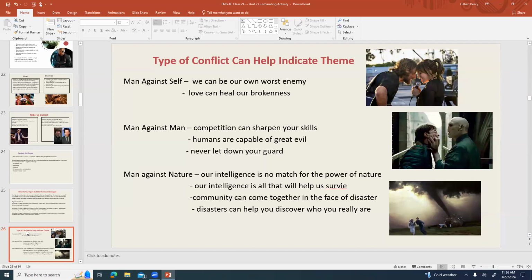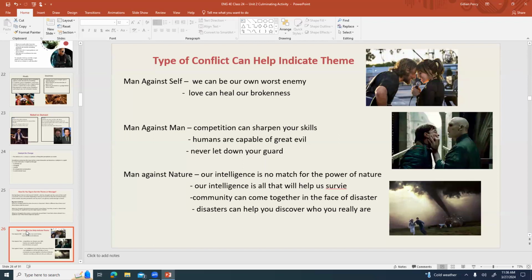So, man against self. For example, in A Star Is Born, the main male character is struggling with addiction and all the problems that addiction causes him. What is the theme of that movie? I haven't even seen the entire movie, but it could be we can be our own worst enemy, or love can heal brokenness, or whatever theme you thought of when you're fighting yourself.